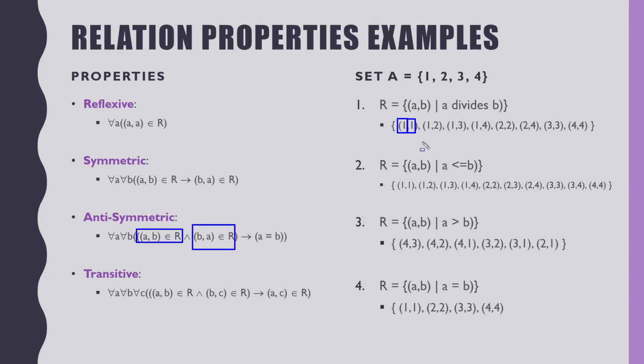1, 1, right? So the first part is true. If this is true, therefore this is true. Well, is A equal to B? It is, right? 1 is equal to 1. Make sense?